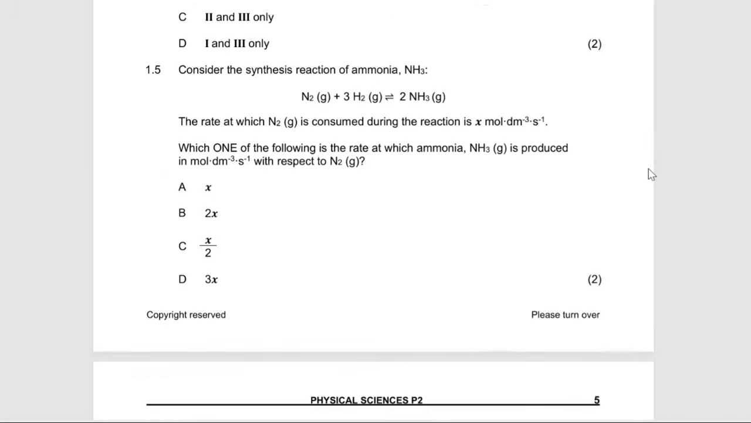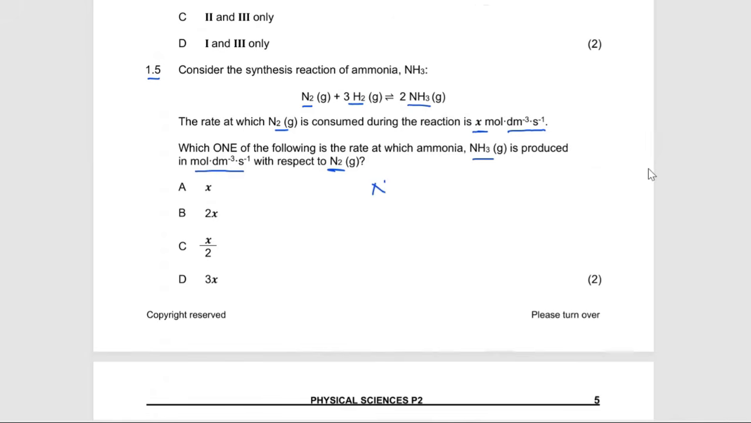Then moving on to 1.5, it says consider the synthesis reaction of ammonia, which is your NH3. So we're having N2 gas, then 3H2 gas also to give a reversible reaction of NH3 gas there. Then they're saying the rate at which N2 gas is consumed during the reaction is X mole per dm cubed per second. Then which one of the following is the rate at which ammonia NH3 is produced in mole dm cubed per second with respect to N2?